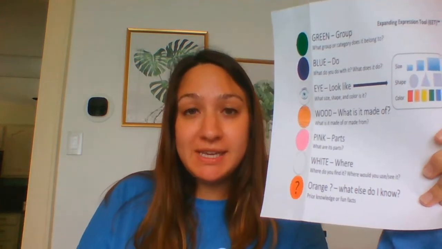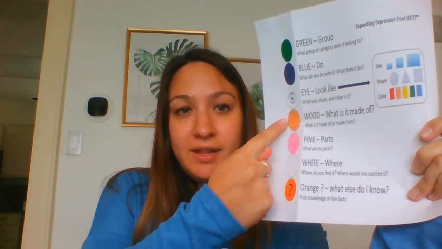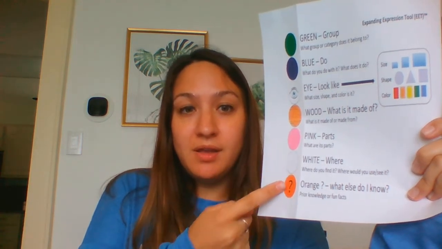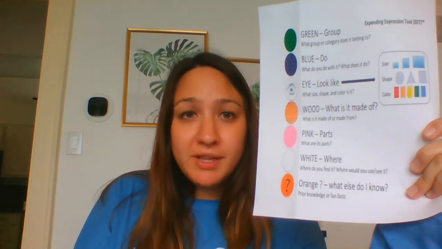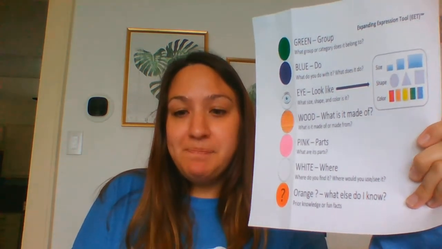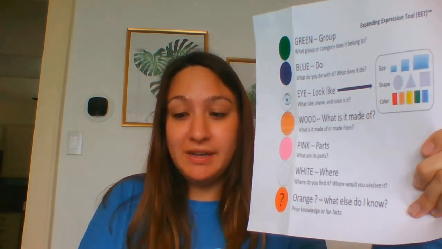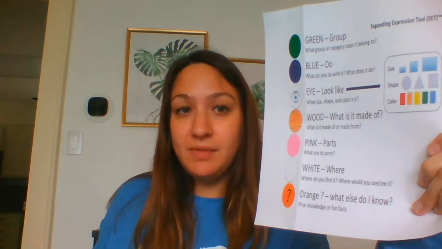So that's how we can use the EET to describe vocabulary. These other things, like the wood, what is it made of? Pink parts, white where, and this orange question mark, what else do you know? These are things we haven't really practiced yet this year. But if you'd like to just go above and beyond and work on these areas, I'll give an example of how we would talk about these next four.